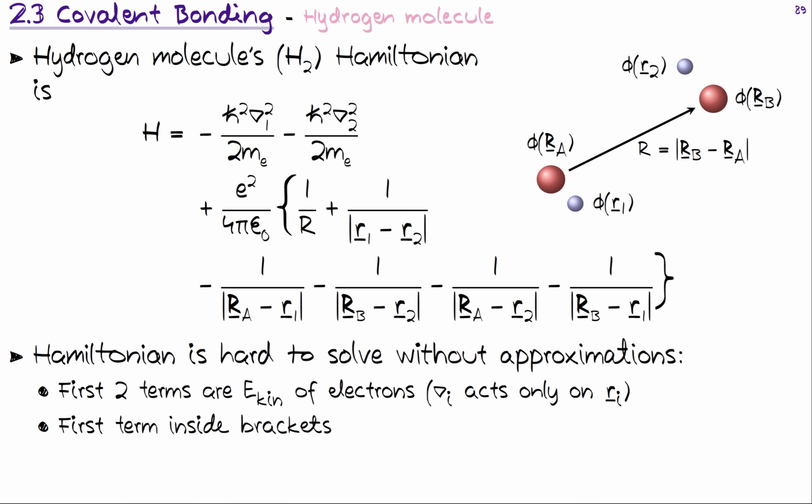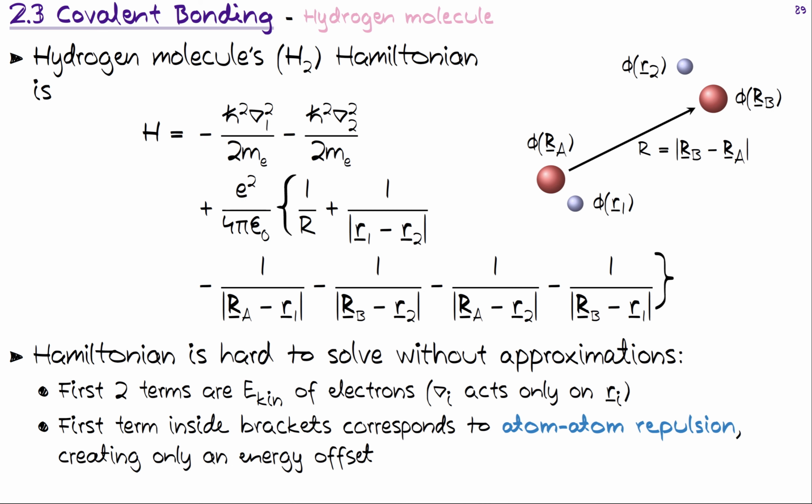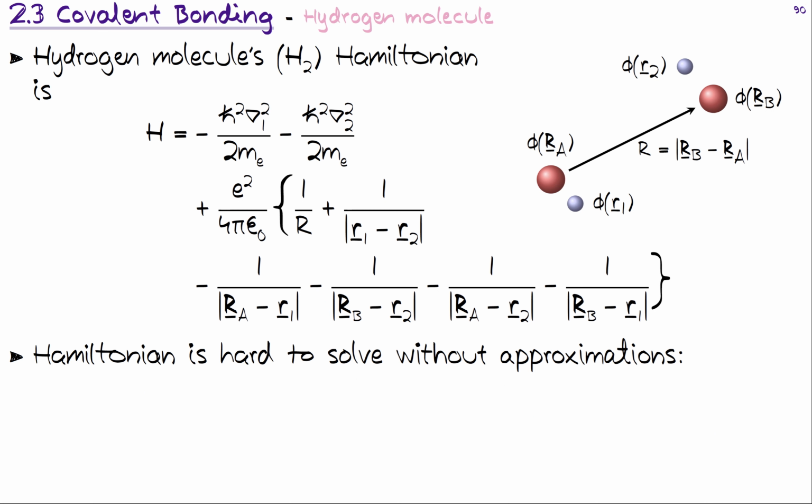The first term inside the brackets, the ones describing the electrostatic potential, corresponds to the atom-atom repulsion, the separation between the atoms, 1 over capital R. They are of similar charge, so of course this is a repulsive force, and we have a plus sign. What it does is basically only create an energy offset, and we can neglect it because we are usually more interested in energy differences and not the absolute energy of our system.